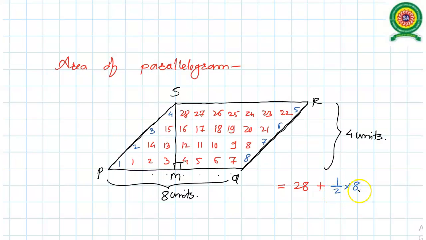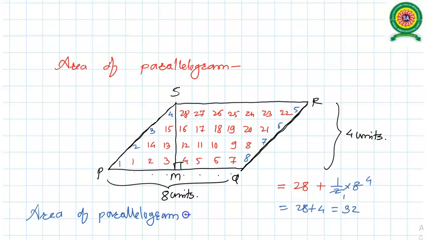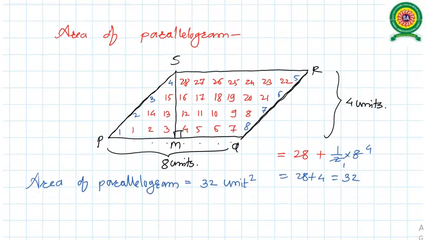That means we write half of 8. Now half of 8 means 2 ones are 2, 2 fours are 8, so it is 4. So 28 plus 4, we get 32. So I am writing the area of the parallelogram: here we have 32. Now what about the unit? So we have 32 square units. That many square units are covered by the parallelogram.